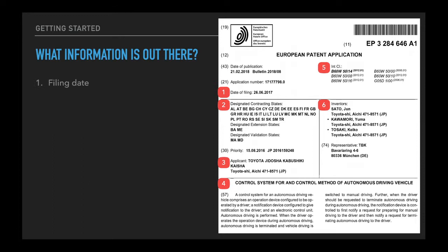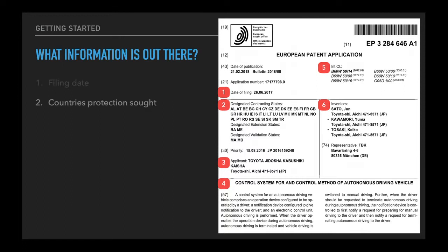If you see here, the first is the filing date. A simple filing date can help you do a lot of different kinds of analytics. It can help you plot trend lines to see how many patents are being filed in a year, by a country, by a company, in a certain technology, and so on.